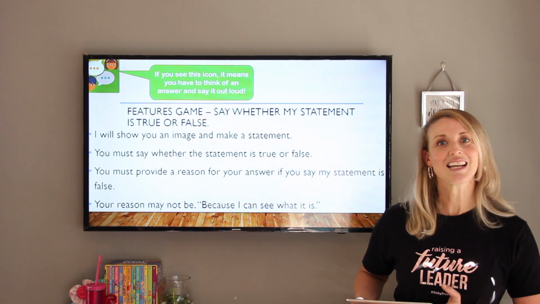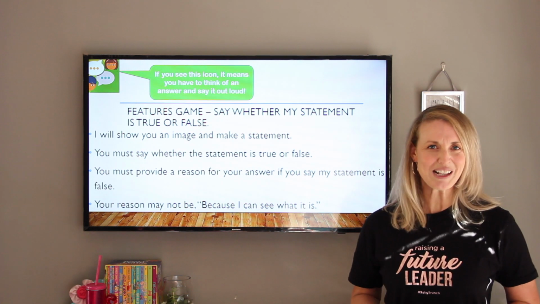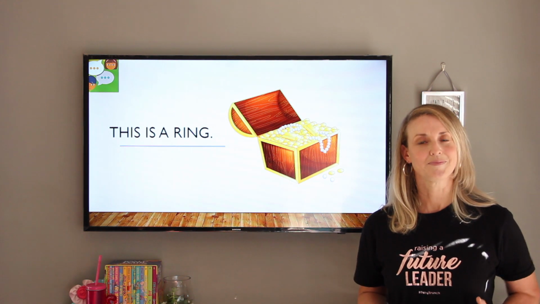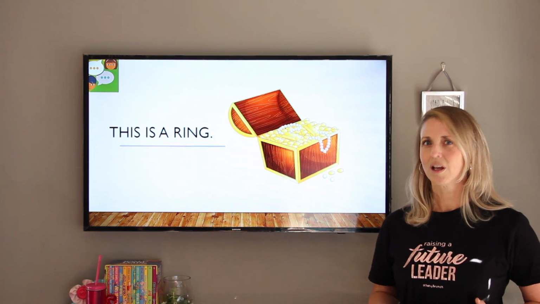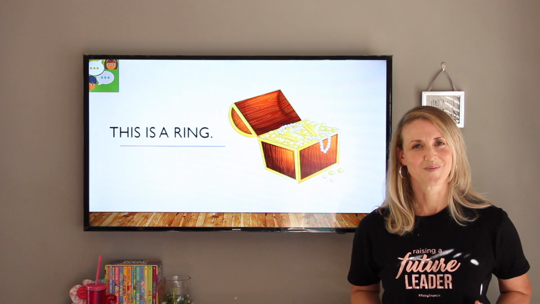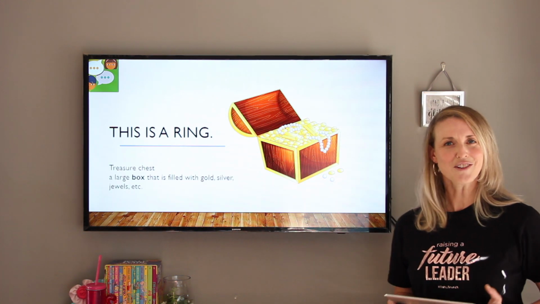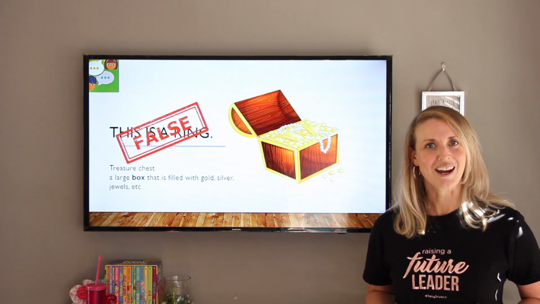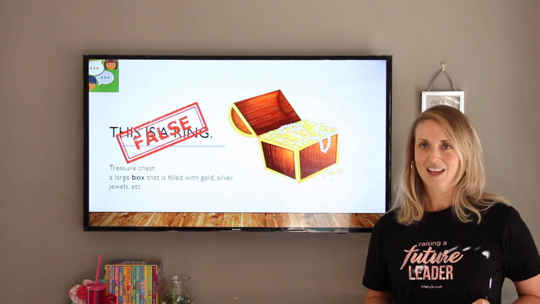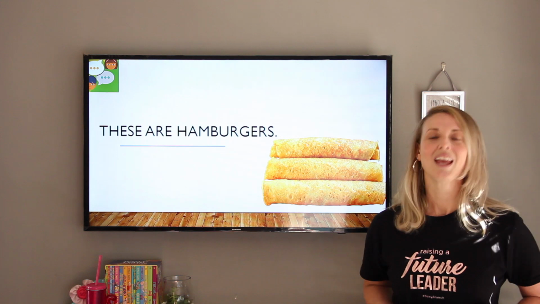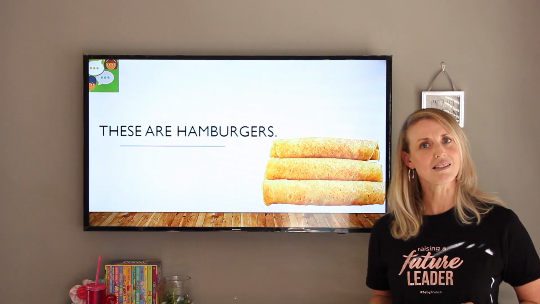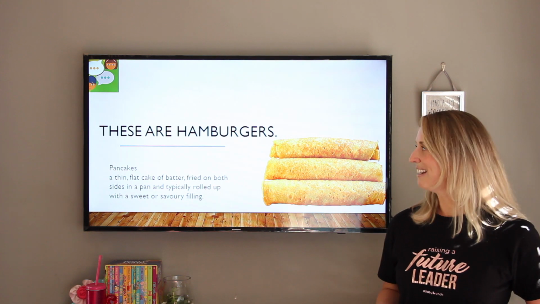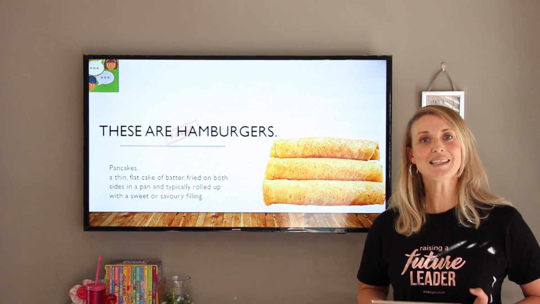Remember that icon that says, say the answer out loud. This is a ring. Is it true or false? This is in fact a treasure chest. So if you said false, you were correct. Are you ready for the next one? These are hamburgers. They are definitely not hamburgers, they are pancakes. So the answer is false.